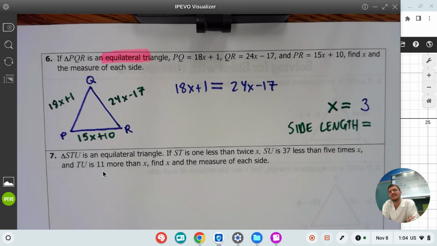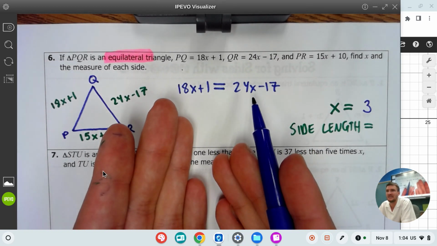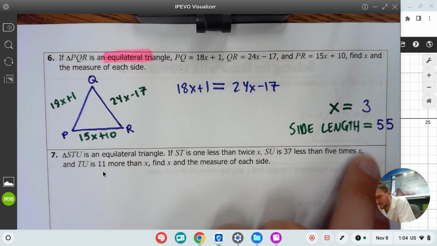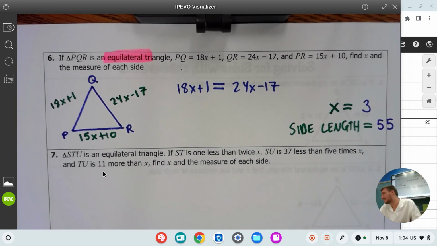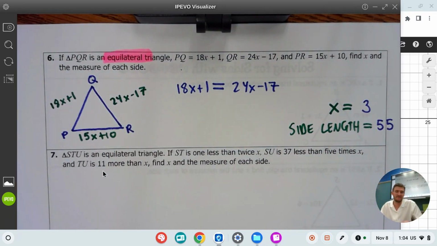Now, how do we find the side length? Plug it in to one side. Don't plug it in to both sides of the equation. It's not going to work. Plug it into one side. What'd you get? 55. 18 times 3. 55 perfect. That means all the sides are 55. PQ is 55. QR is 55. PR is 55.